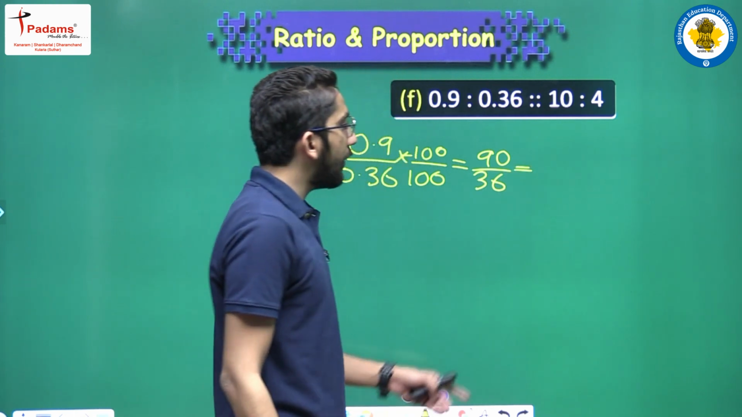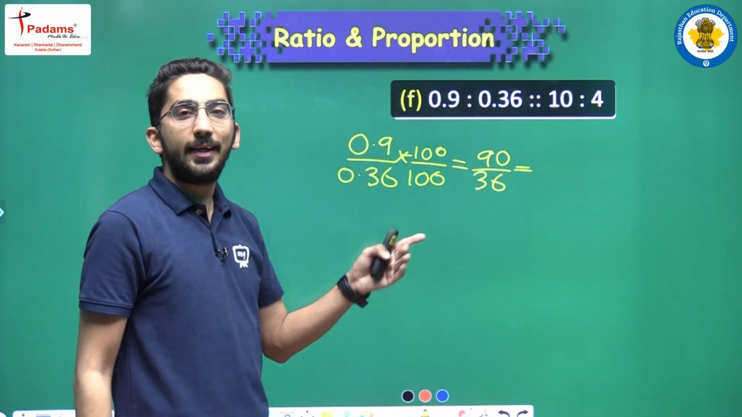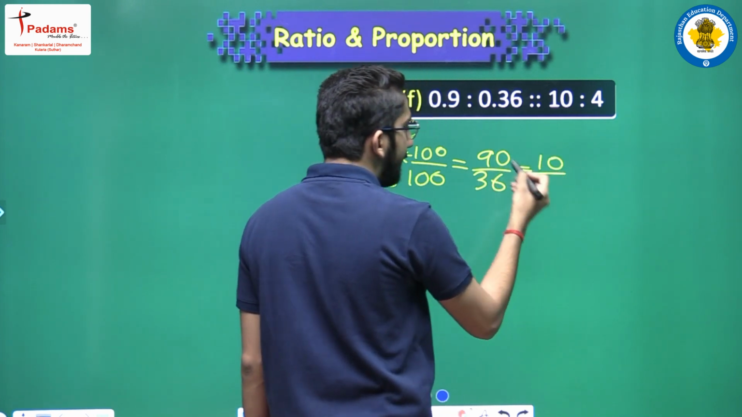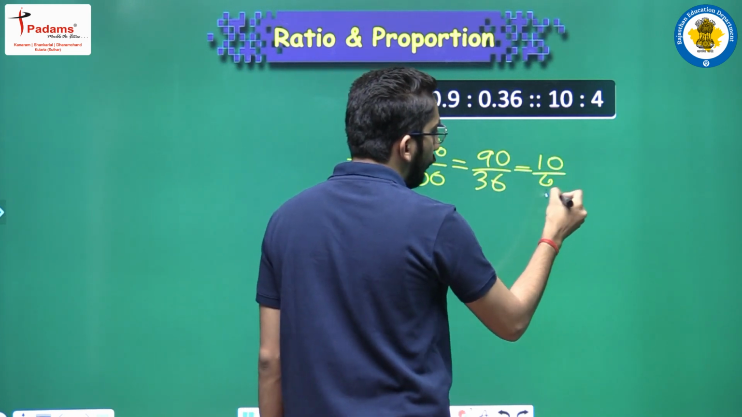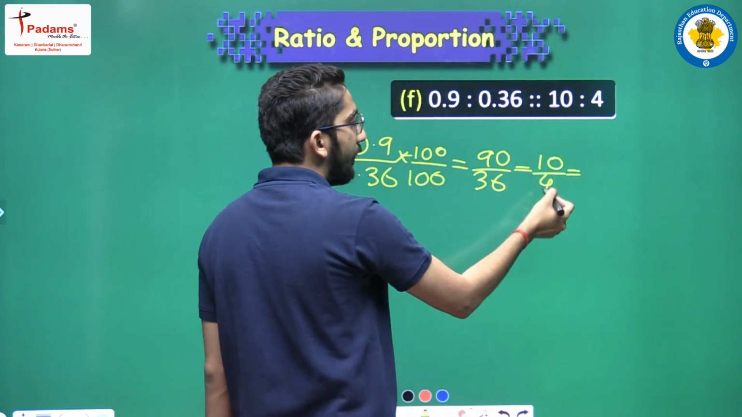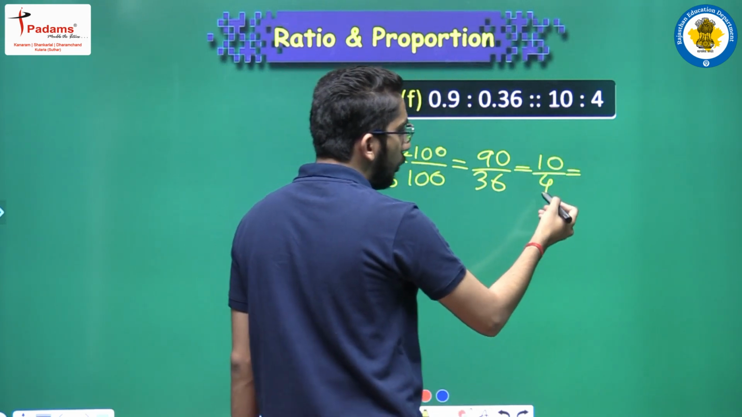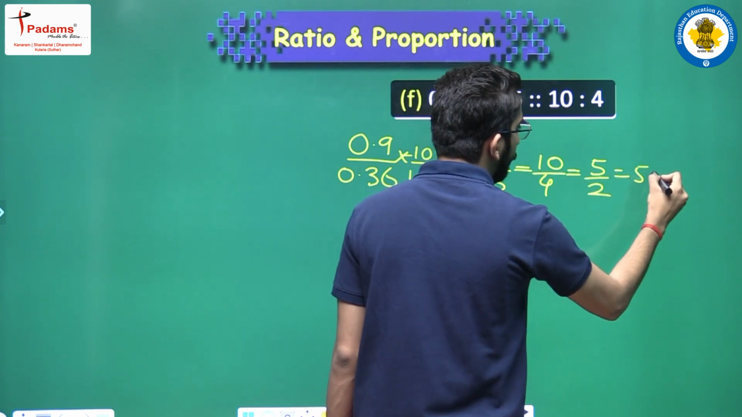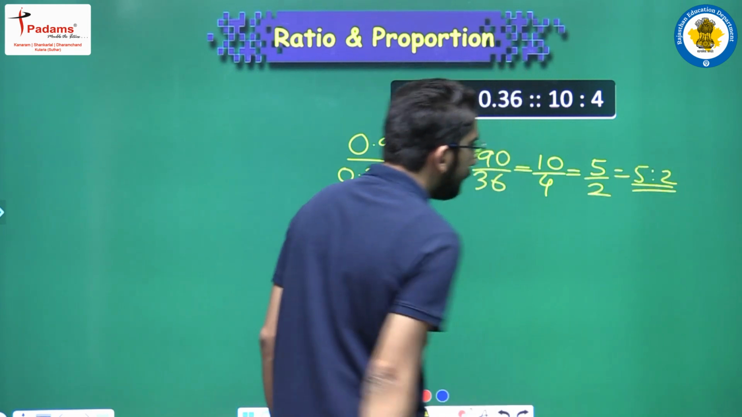Now I can further divide both of them with 9. 90 divided by 9 will be 10 and 36 divided by 9 will be 4, and I can further simplify this by dividing with 2. So this will become 5 upon 2 or 5 is to 2, right?